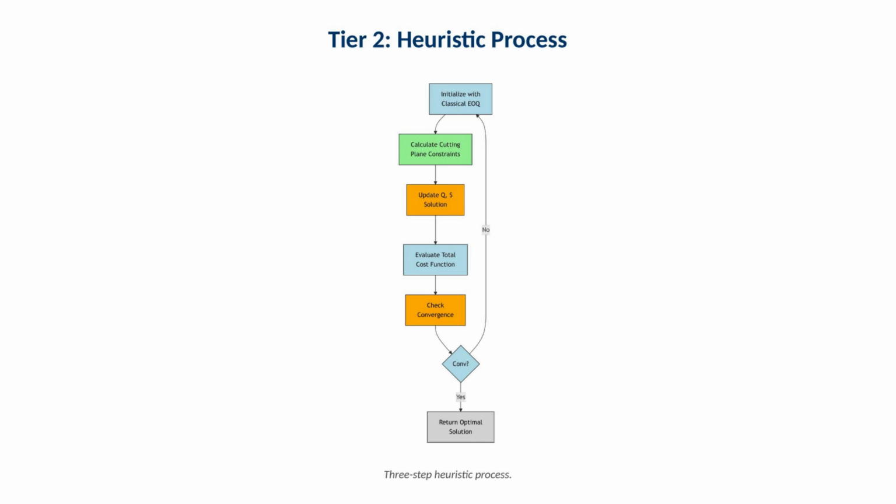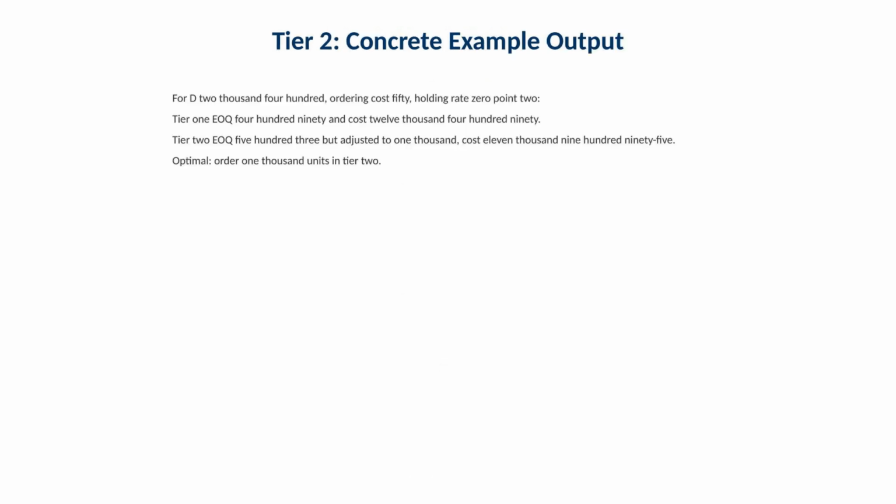The method is systematic and easy to implement. It also produces a transparent explanation for why a larger order is selected. The cost breakdown shows exactly how purchasing savings compensate for increased holding costs. This slide reports the concrete example output.